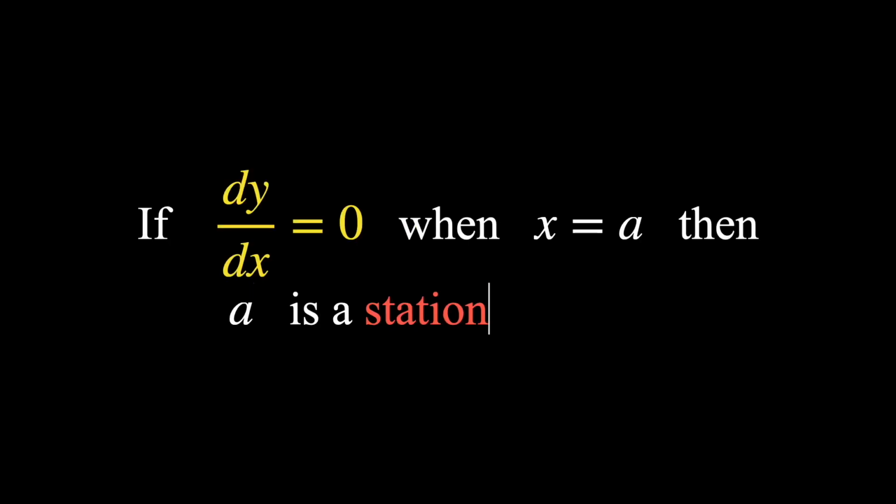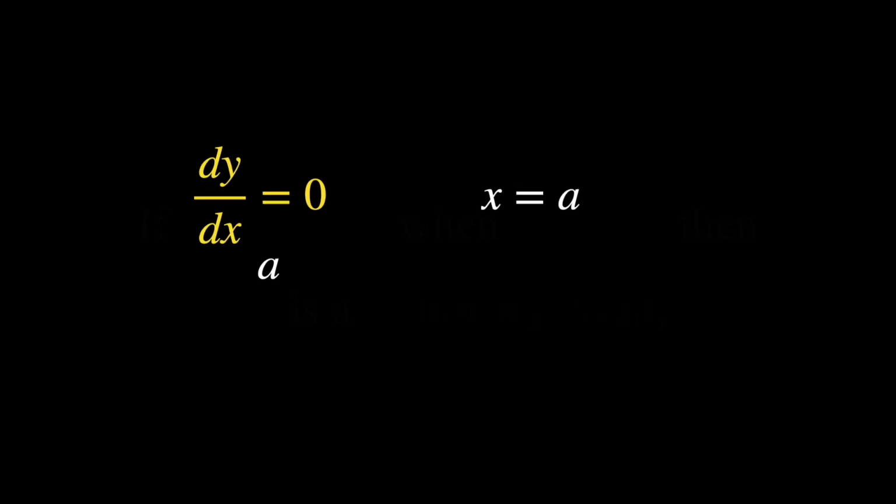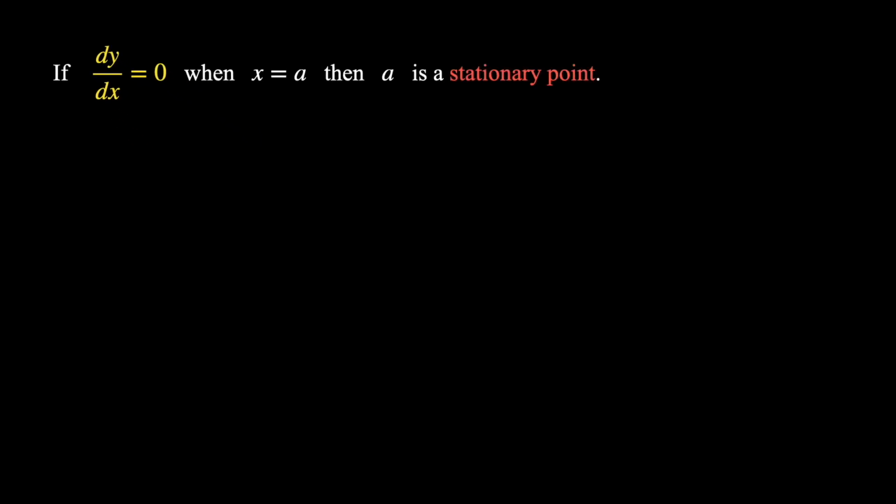When the derivative is 0 at a point, then that point is said to be stationary. This means that the tangent at that point is a line that is parallel to the x-axis. There are three types of stationary point. They are classified by the nature of the second derivative.